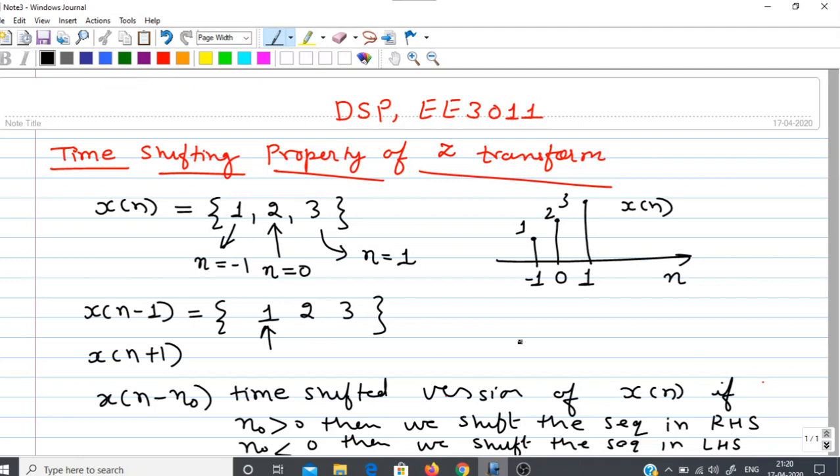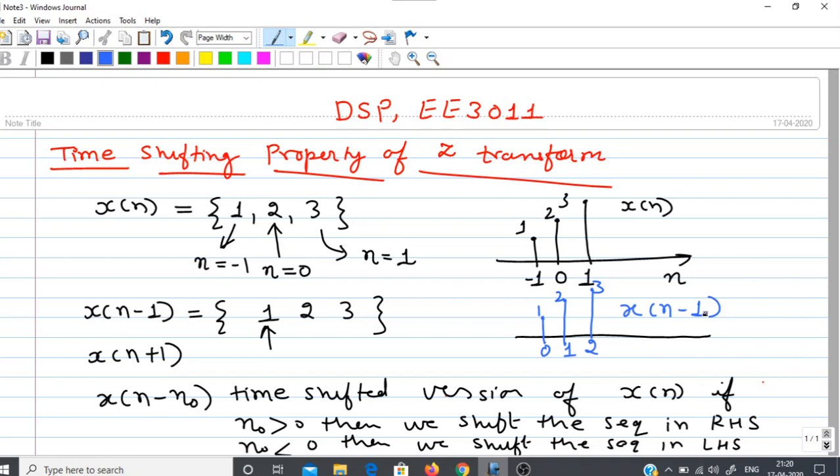So what has happened? The values remain the same. Values are 1, 2 and 3. You can see there is no change in the values, but minus 1 has shifted to 0, 0 has shifted to 1 and 1 has shifted to 2. So this blue sequence is x of n minus 1.